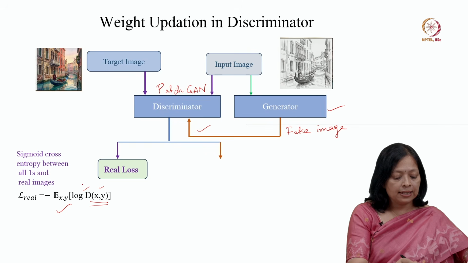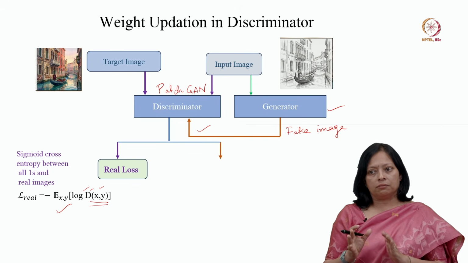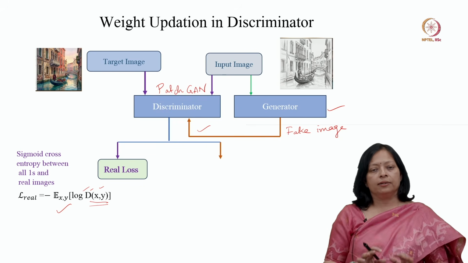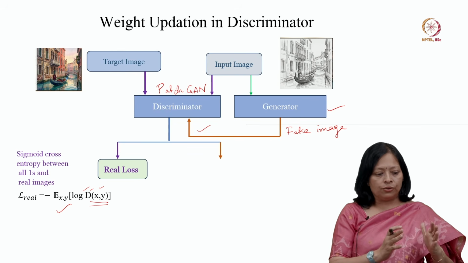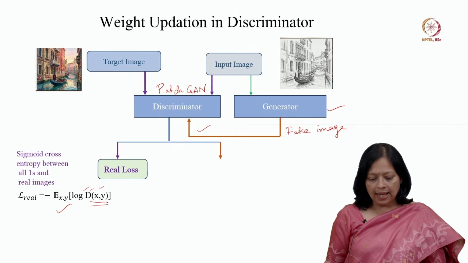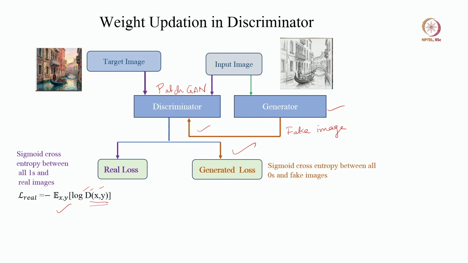Here the discriminator will be tagging all the real images, the original and the target images, as 1 because they are real. So the loss will be calculated between all ones and the real images. And here we have the generator loss, which is basically the sigmoid cross entropy between all zeros and fake images, because the discriminator will tag every generated image as 0, and so the loss is the sigmoid cross entropy loss between all zeros and fake images.